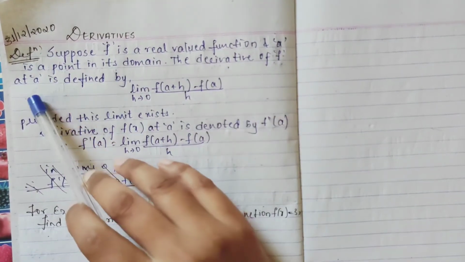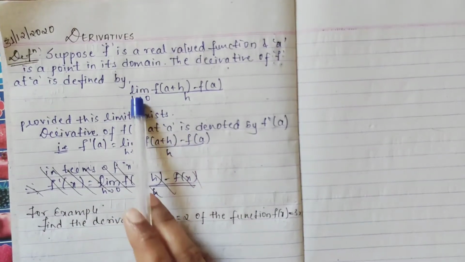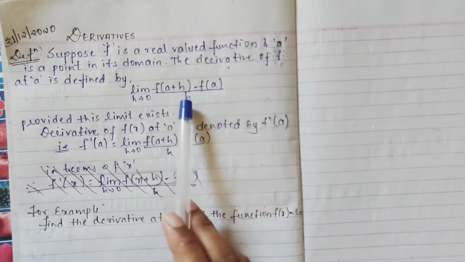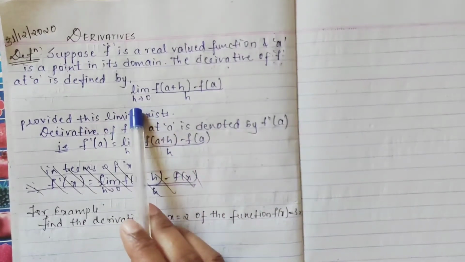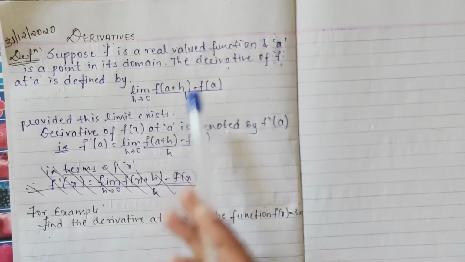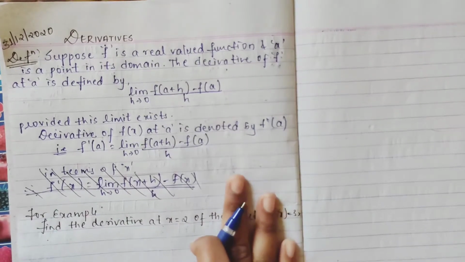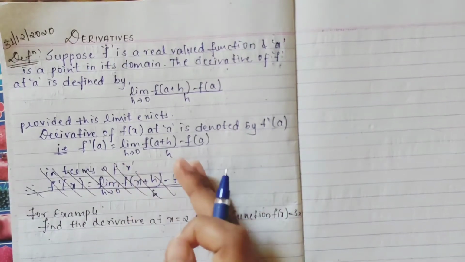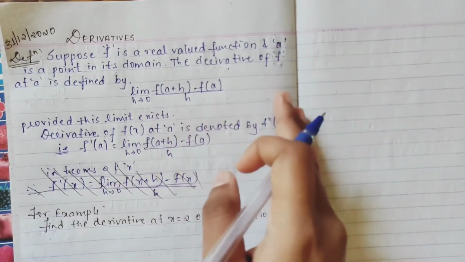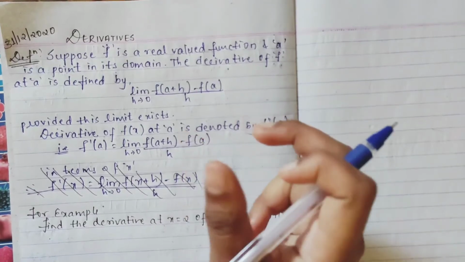The derivative of f at a is defined like this: limit of f of a plus h minus f of a, whole divided by h, where h tends to 0, provided this limit exists. As I have said, we had done limit existence, just yesterday's class we have done the exercise part. Limit existence, how it was: LHL, RHL, and at that point if these 3 also have the same value, then we tell limit exists.